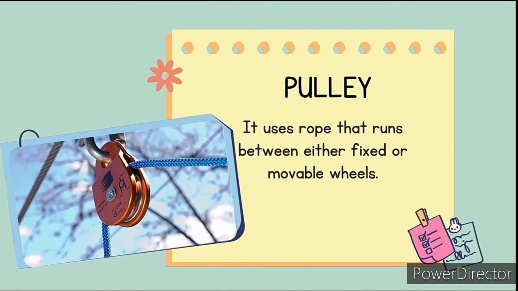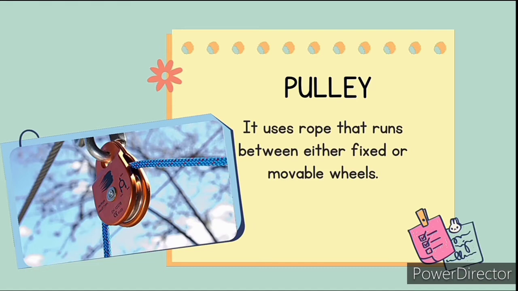Now, what is a pulley? How can we describe a pulley? A pulley uses rope that runs between either fixed or movable wheels. Can you see the picture in front of you? This is a picture of a pulley. A pulley uses rope that runs between either fixed or movable wheels. So the wheels are either fixed, that means immovable, or they are movable.